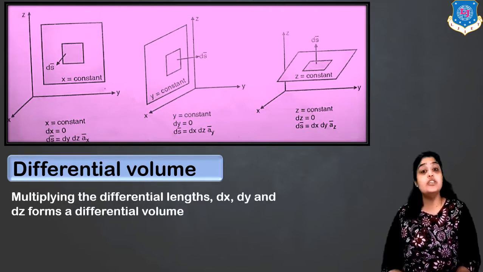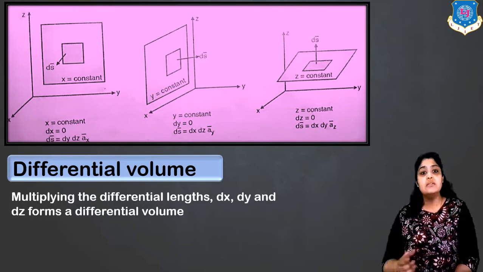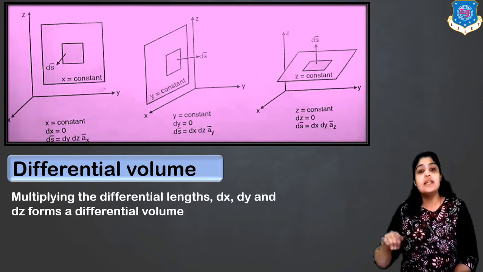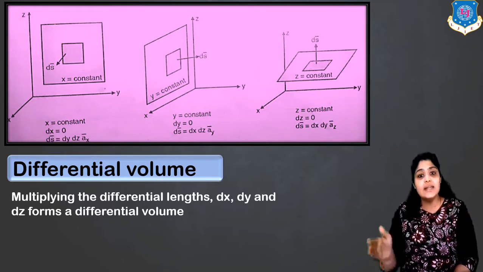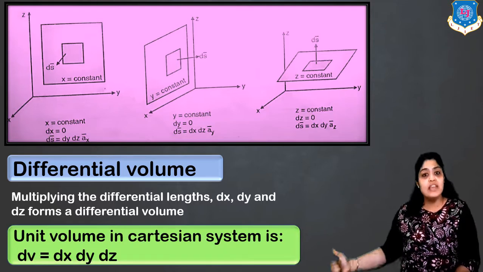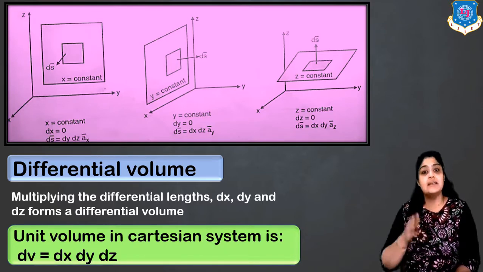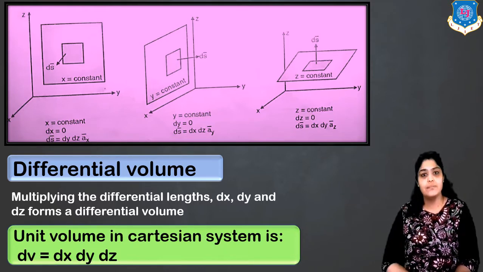Now we move on to differential volume. Volume means if I multiply all the three differential lengths dx, dy, dz, I would be getting the volume dv in a Cartesian coordinate system as dx into dy into dz.